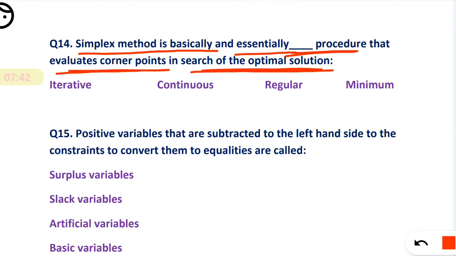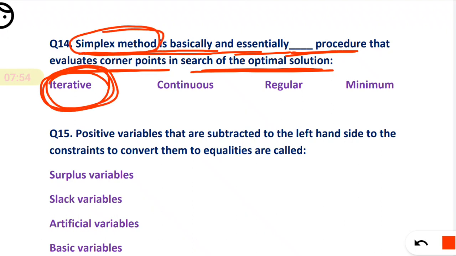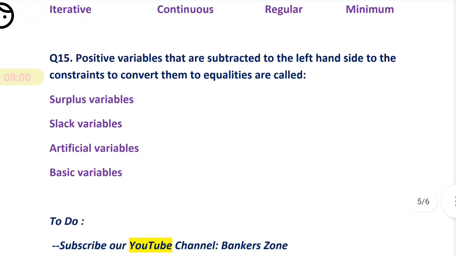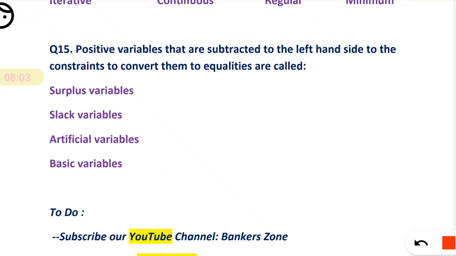Question number 14. Simplex method is basically and essentially a dash dash procedure that evaluates corner points in search of the optimal solution. So friends, remember here, the simplex method is basically and essentially an iterative procedure. The simplex method of linear programming is basically an iterative procedure.